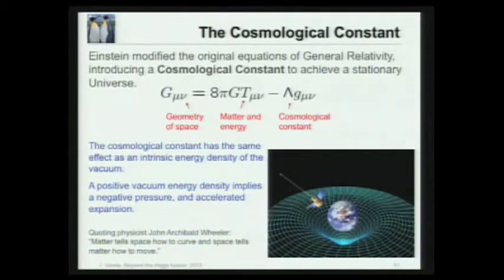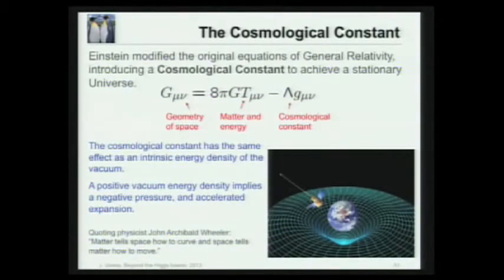And Einstein introduced at some point this constant that is known as the cosmological constant to maintain the universe stable, stationary. At that point there was no expansion, it was not known. If you have all this matter and energy, the universe tends to collapse because of gravity. So he introduced something that has the opposite effect. So it is a kind of anti-gravity. This is the effect of this cosmological constant. It's a kind of positive energy density that is all over the space. So the cosmological constant has the same effect as an intrinsic energy density of the vacuum.